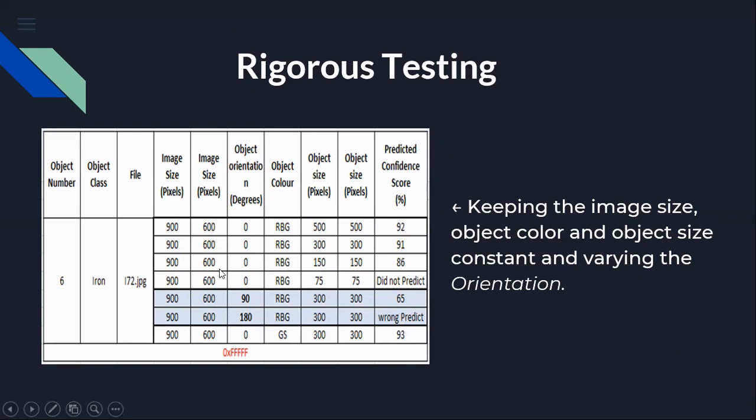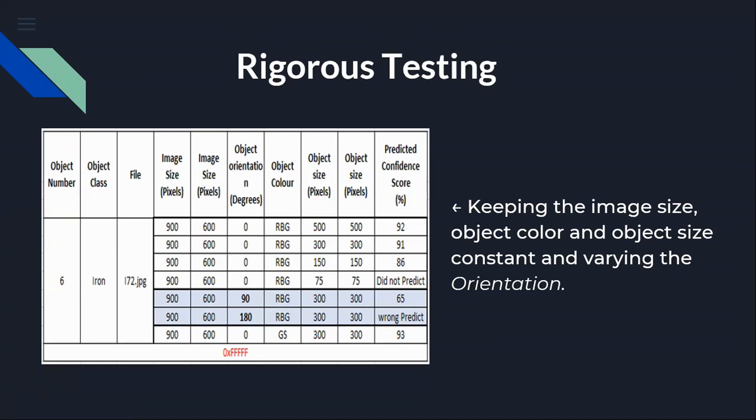Similarly, keeping all the other parameters constant, this time I just changed the object color. Previously, it was the colored image, and then I changed the color from RGB to grayscale, and I saw that the model was able to predict with an accuracy of 93%. So this is just for one image, and we have to do this for a significant number of images, and then we can take the average, and then we can conclude.